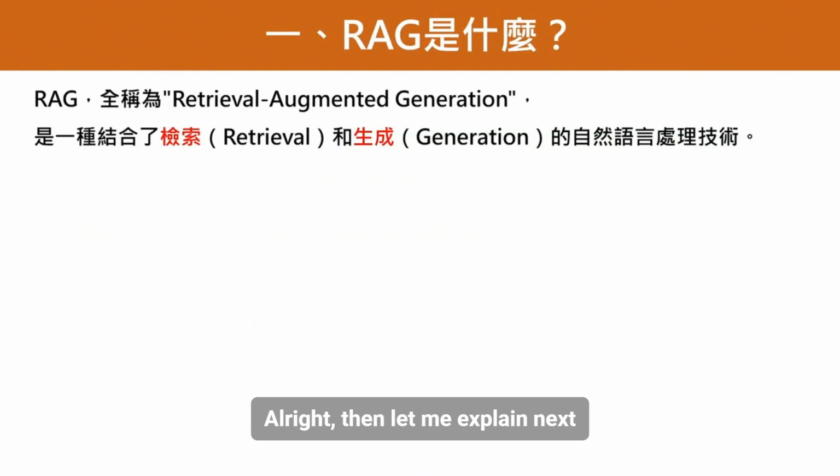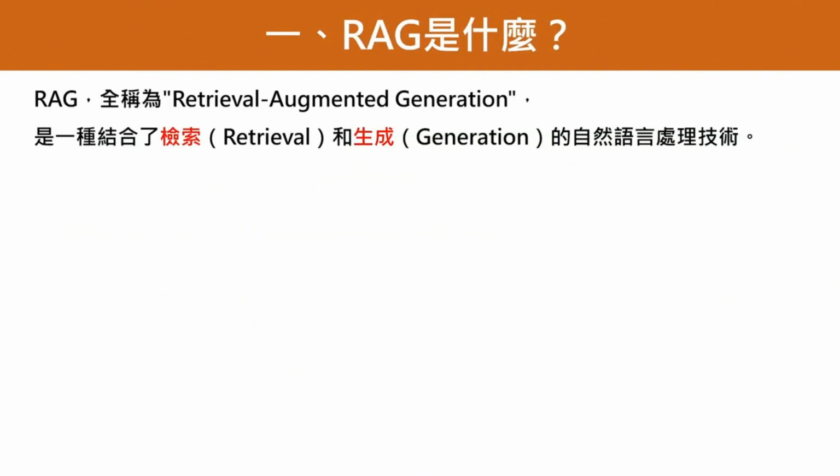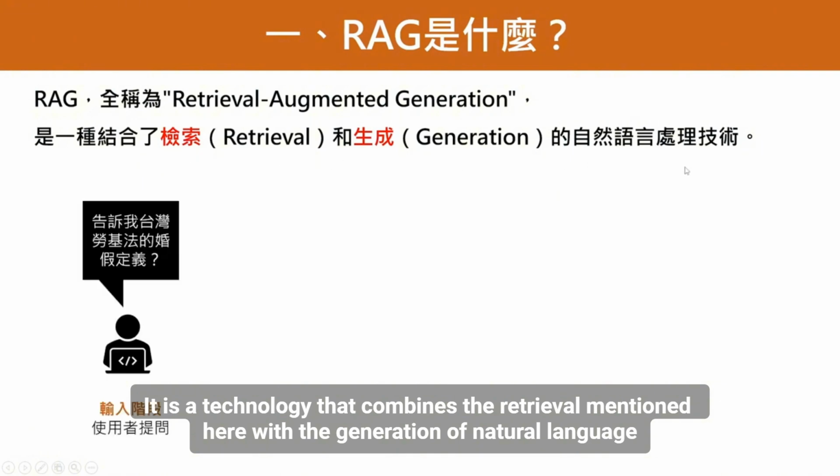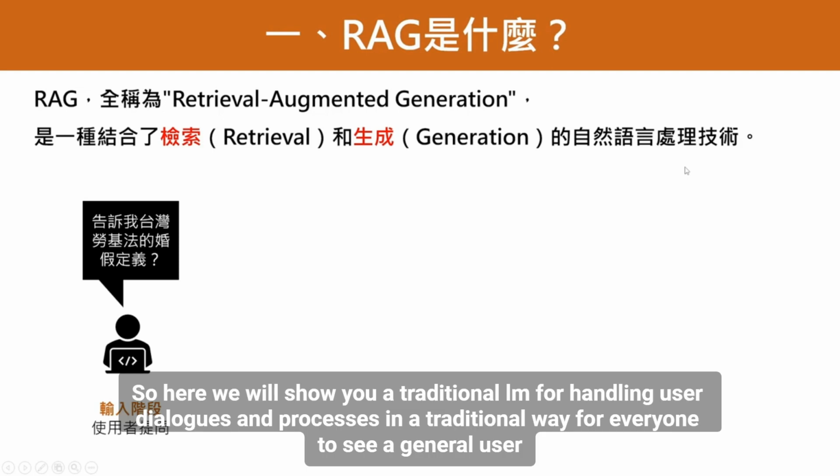Alright, then let me explain next. What is the basis for RAG? It is a technology that combines the retrieval mentioned here with the generation of natural language. So here we will show you a traditional LLM handling user dialogues and processes in a traditional way, for everyone to see a general user.